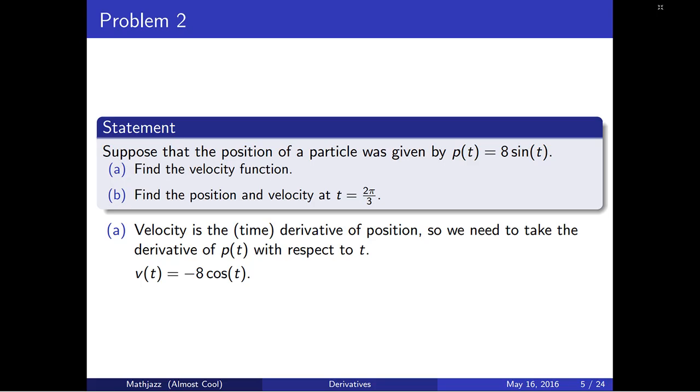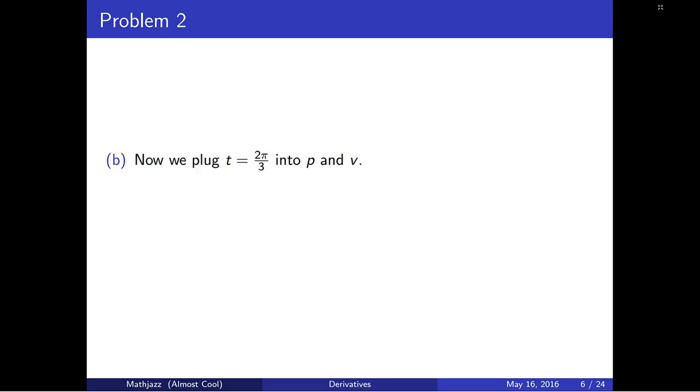There is a typo on that slide, and I apologize. Plugging t equals 2 pi thirds into p and v gives us, well, p of 2 pi thirds is going to be 8 sine of 2 pi thirds, and sine of 2 pi thirds is just going to be sine of pi thirds because of how our reference angles work. So again, there's a negative sign here, and I apologize for that. So 8 sine of 2 pi thirds should be 8 times a half, which is equal to 4.